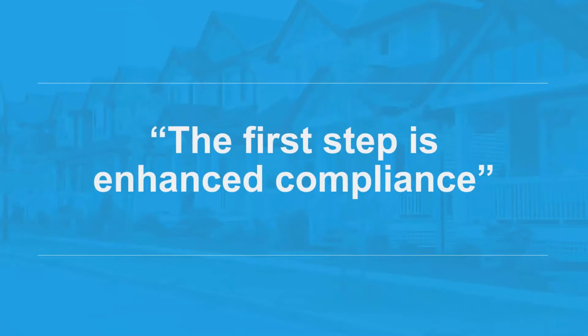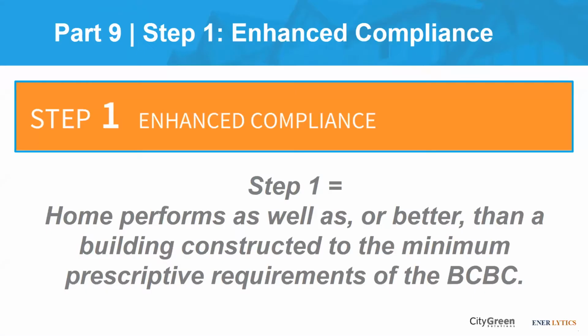And if we're backing up two steps, the first step of the BC Energy Step Code is enhanced compliance. And what does this mean? It means that a Step 1 home will perform as well as or better than a building constructed to the minimum prescriptive requirements of the BC Building Code.